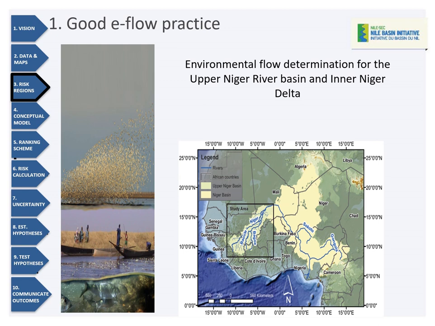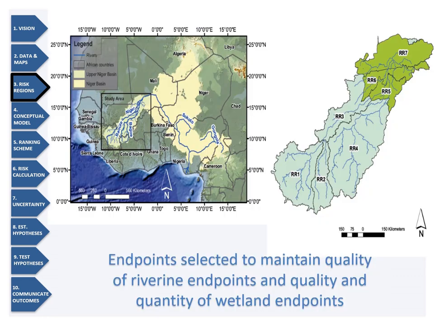So this was the environmental flow determination study for the upper Niger River Basin and the inner Niger Delta. And you can see it includes the larger Bani River and the Niger River, and then the inner Niger Delta in West Africa. Okay, a little more focused, and you can see that what we did was we divided the study area into these eight different risk regions that represent the upper riverine portion of the study area, and in this green color, the inner Niger Delta itself.